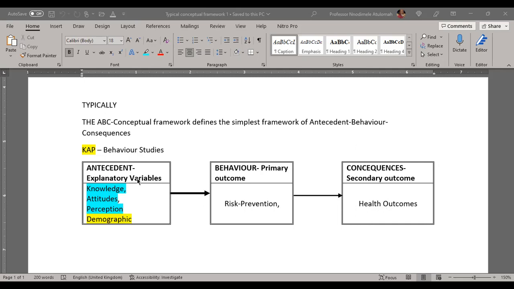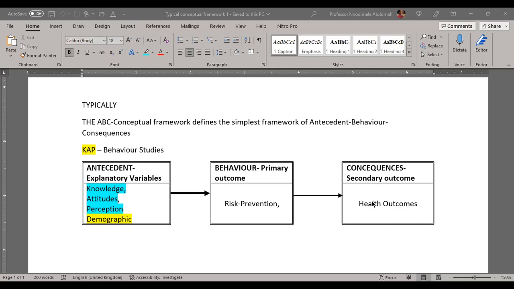So we now see the explanatory variables. These are the variables that explain the behavior and the outcome. So these variables are antecedent to this. They explain this, and this risk prevention or practice explains the health outcome. So this is a linear conceptual framework and is the simplest. You may have only two, the explanatory variable and the outcome variable or dependent variable. Or you may have it in this form as primary outcome and secondary outcome if you are able to measure the health outcomes. But if you are not able to measure the health outcome, then you leave this out. Although this will be the what that your study is discussing.